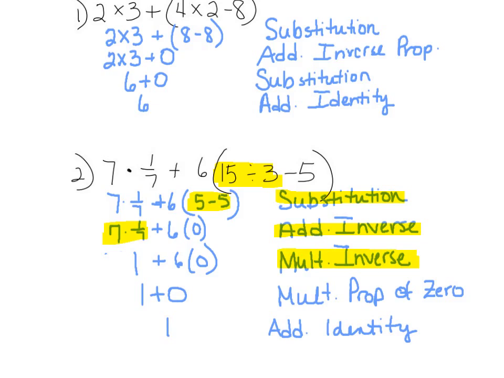The next step is 6 times 0, and I know that anything times 0 is 0, so I'm going to use the multiplicative property of 0. And 1 plus 0 is 1, and that's the additive identity. Anything plus 0 is itself. The temptation here is to use substitution as an explanation for everything, but that wouldn't be correct.